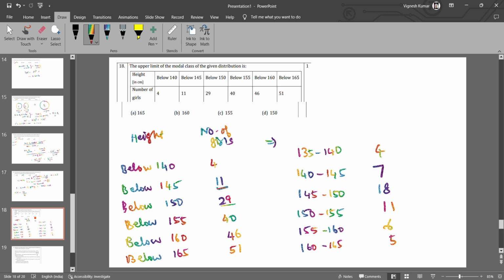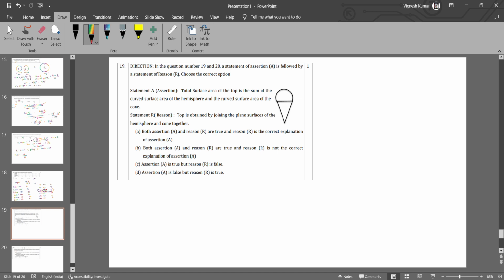So now it is very easy for us to find the model class. What is the model class? We choose the class which contains the maximum frequency. So here the maximum frequency is 18, and this is going to be our model class, and they have asked the upper limit of the model class. So which is the upper limit? 150 is the upper limit. So the answer is option D, which is 150.